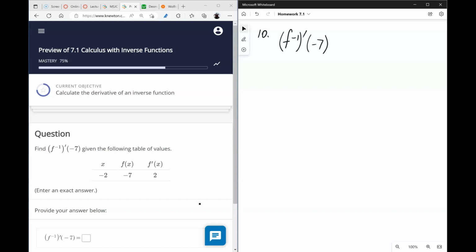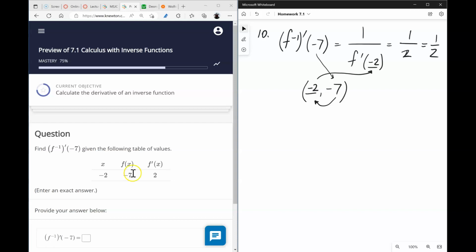So the derivative at -7 of the inverse is the reciprocal of the derivative of the original function at the point at which the function gives you -7. So we need to figure out what that value is. According to this table, at -2 the function is equal to -7, which corresponds to the input of -7 of the inverse function. According to the same table, the derivative of the function at -2 is 2, so the final answer is 1/2.